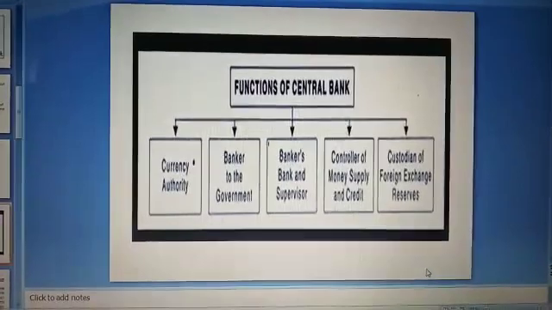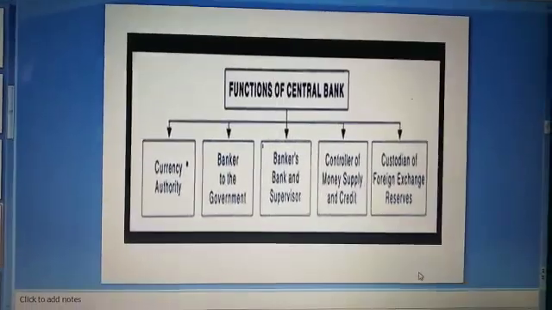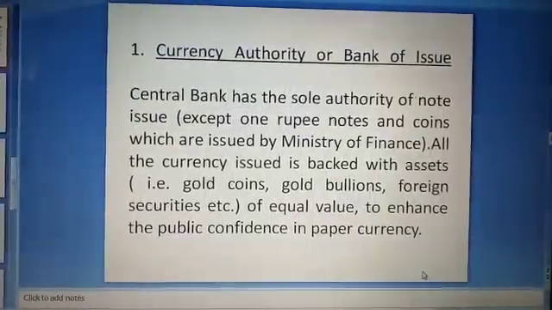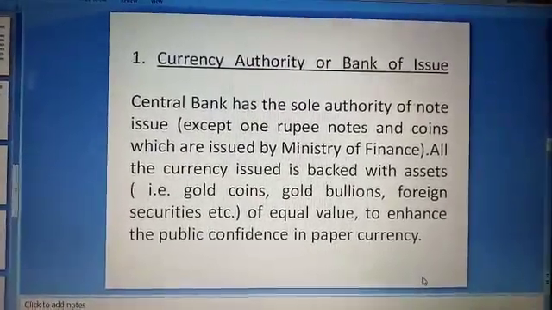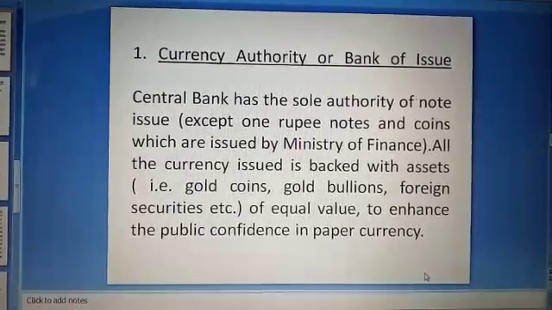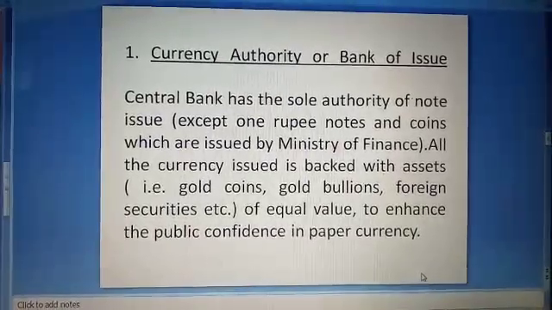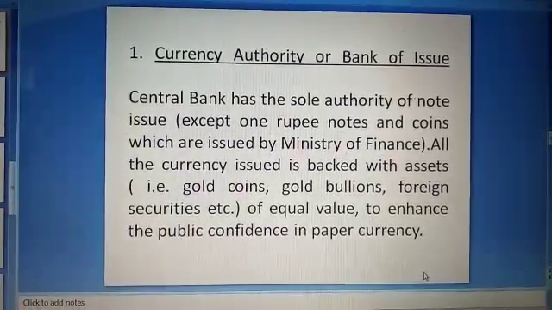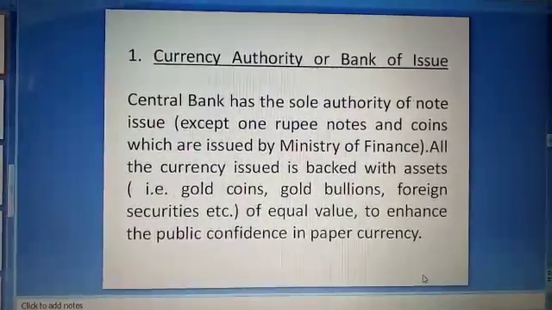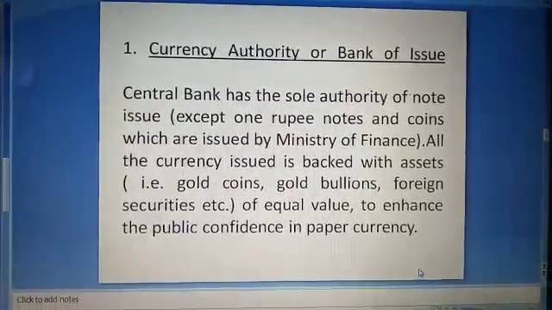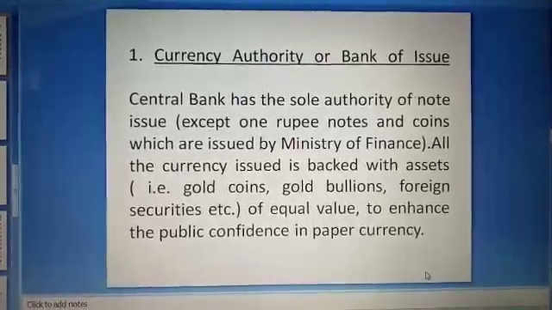Okay, so now it's time for the functions of the central bank. You can see 5 functions on your slide. The first function is currency authority or bank of issue. Now, the central bank has been given the sole authority of note issue, except 1 rupee notes and coins, which are issued by the Ministry of Finance. Now, all the currency that is issued is backed with assets in the form of gold coins, gold bullions, foreign securities, etc., of equal value, so as to enhance the public confidence in paper currency.